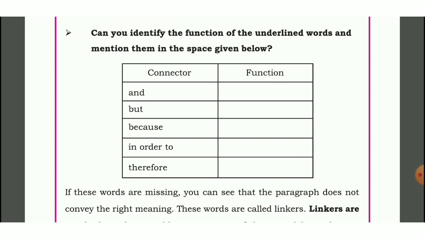Is it contrast, or reason, purpose? No. This is addition. The function of the connector and is addition. It adds ideas. And then we have but. But is contrast. When we contrast two ideas or opinions, or when we bring two opposite ideas together, then we use this kind of linker, that is but, contrast. Because: reason. In order to: purpose. Therefore: consequence or conclusion. So these are the functions of these connectors.